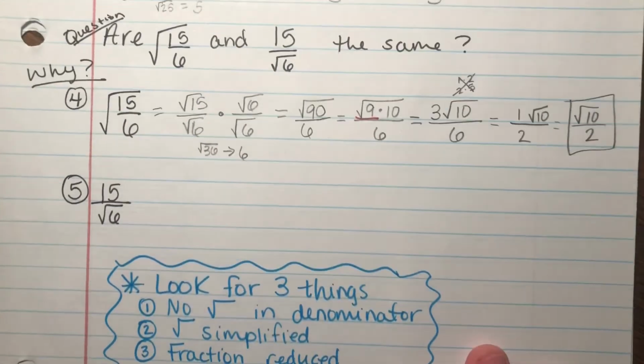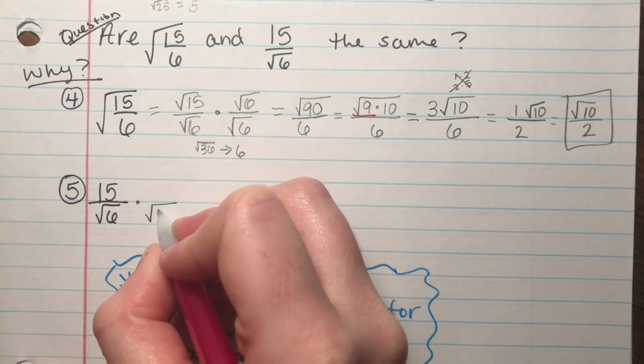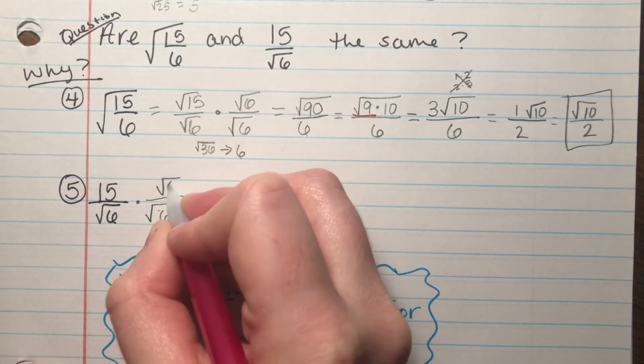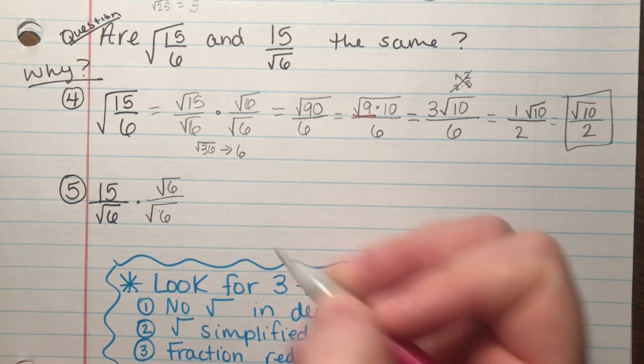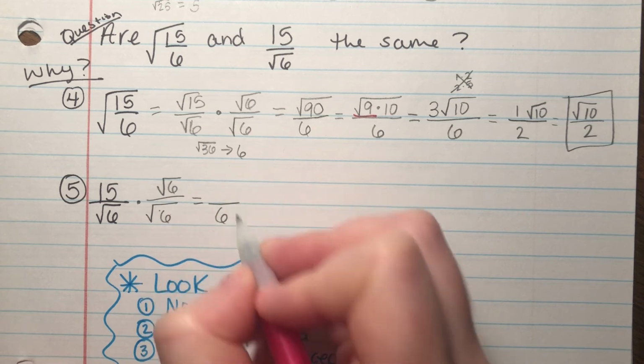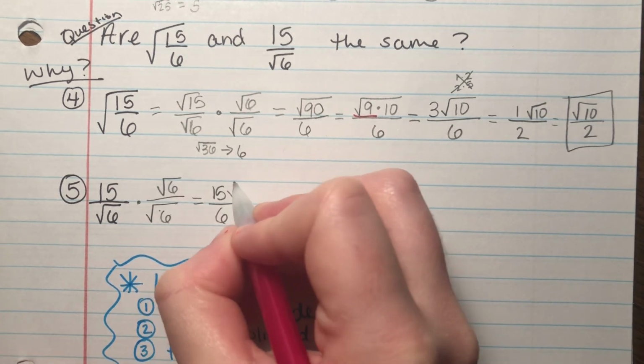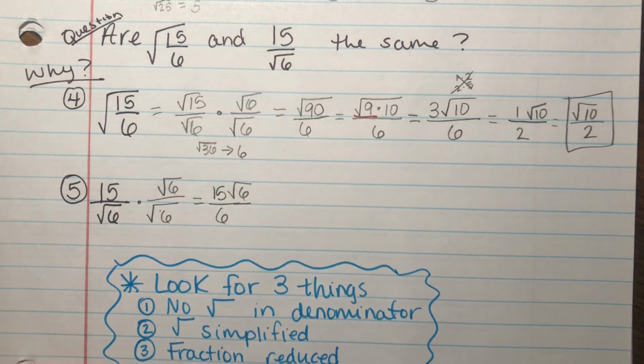Alright, so let's try this one here. So remember, I'm rationalizing the denominator here. So I multiply by the denominator over itself, or multiply by 1. So this is going to give me 6 like I saw before. 15 times the square root of 6 is just 15 square root of 6.